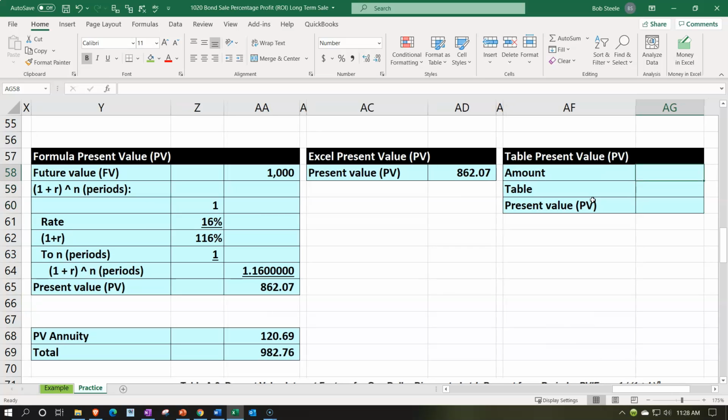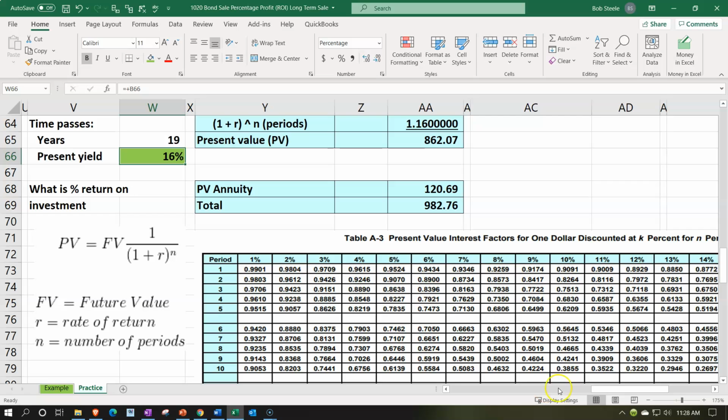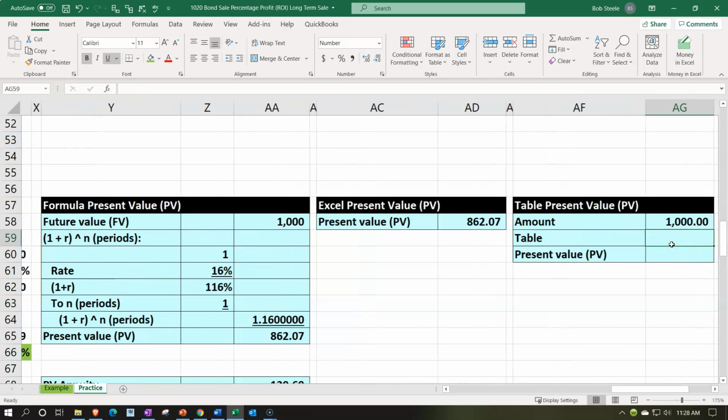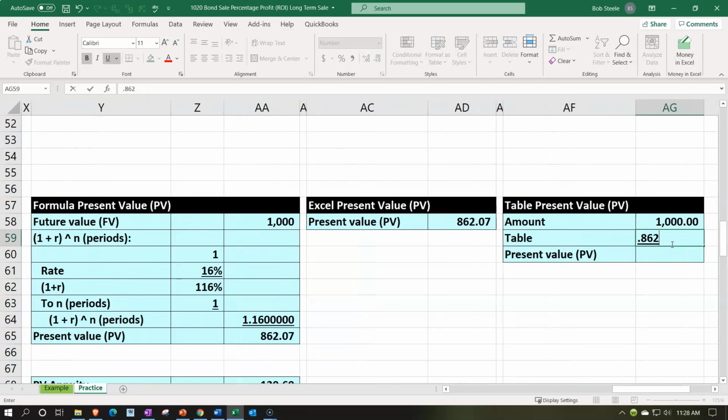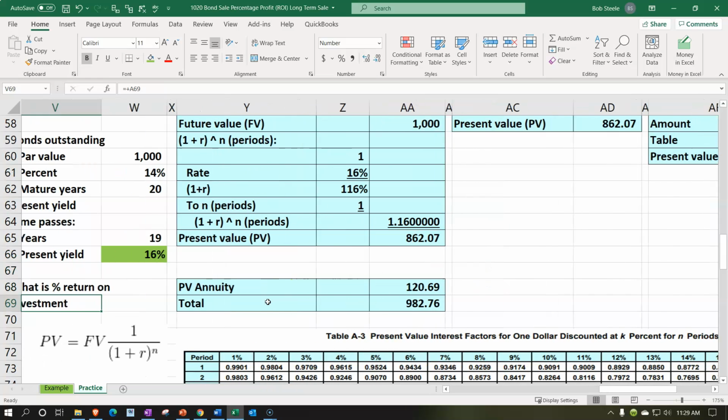Let's do it with the tables. Table time. Making sure we got the proper table, present value of 1 this time. We're looking at 16 and 20. Wait a second. 16 and 1. 20 minus 19. 16 and 1: 0.8621. Multiplying the 1,000 times the 0.8621 gives us the 862.1. Okay, so note that we're selling, then this is the price we got to down here.